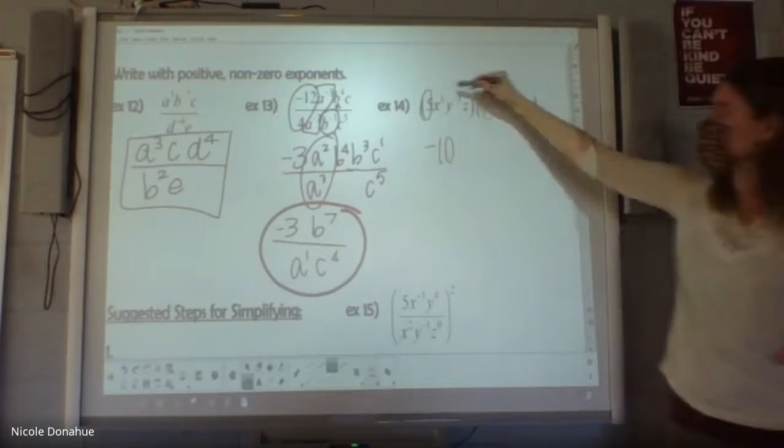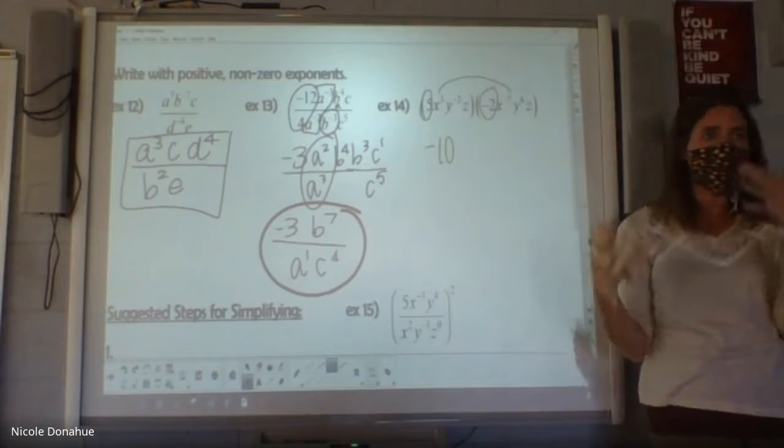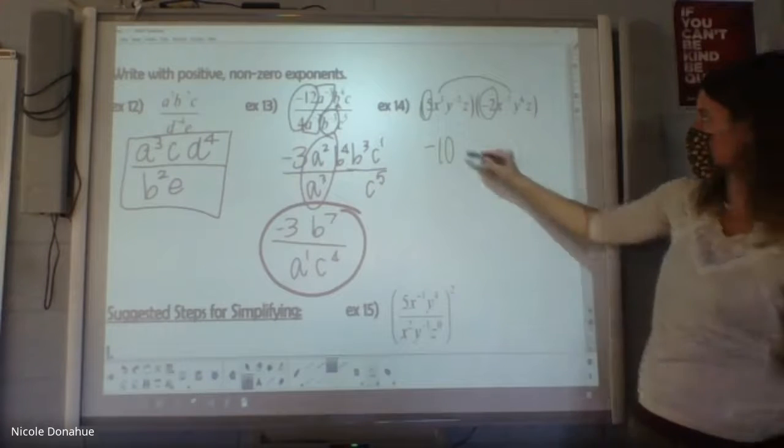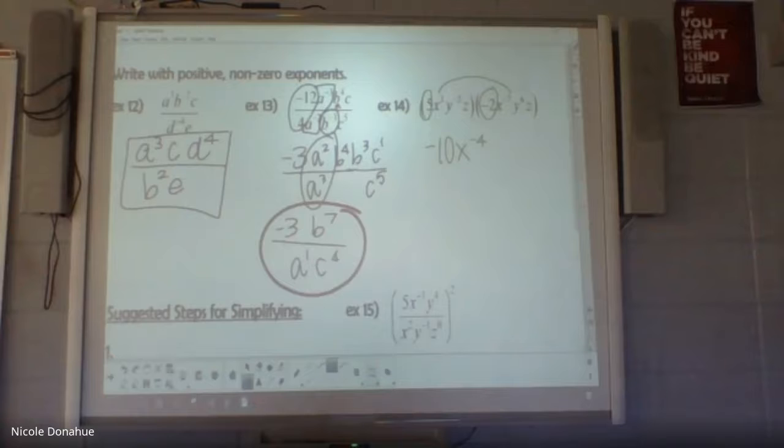When I put these x's together, what happens? I get a negative 4, because 3 minus 7 is a negative 4. Now, if you're like, oh, I want to make that positive, we'll deal with that. Just hang on. We will. Did you just leave the negative 4? No, we don't like negative. It says positive non-zero exponents in the directions. I'm a rule follower, if you haven't learned that already.